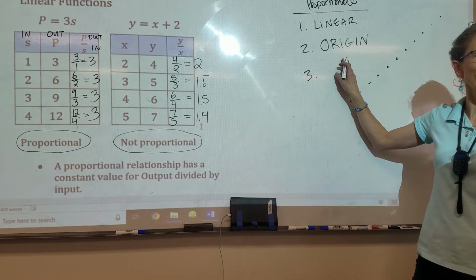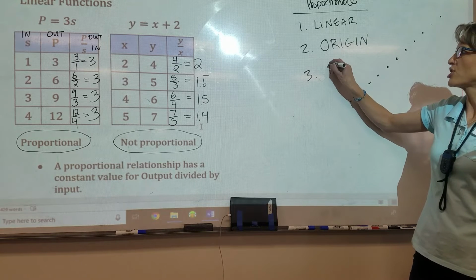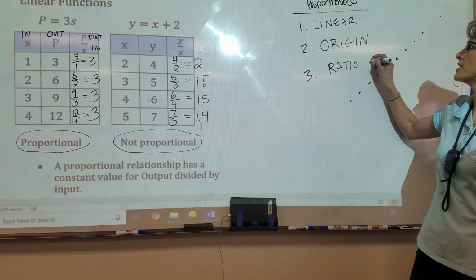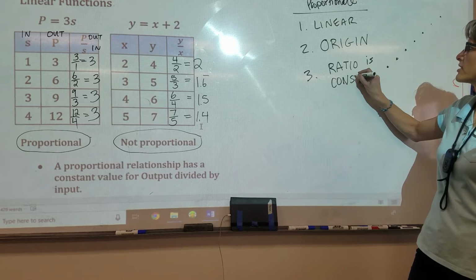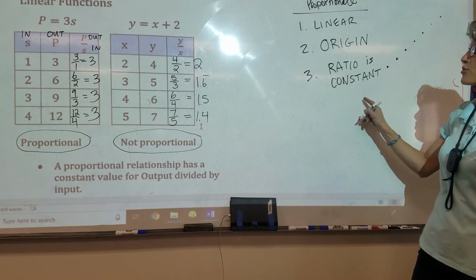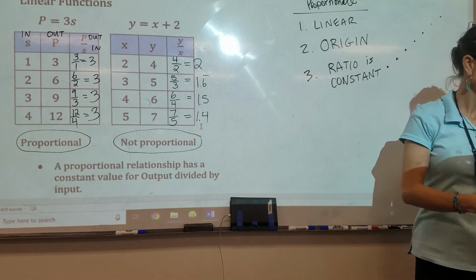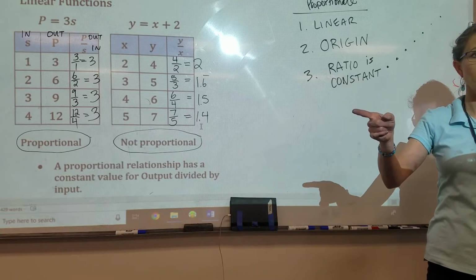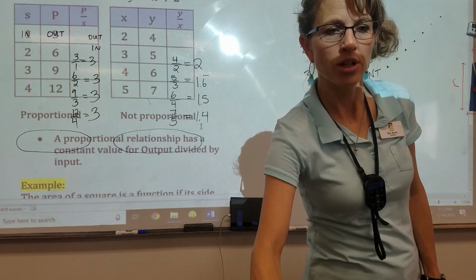It has to go through the origin. What does it have to go through? Origin. And the third one, the ratio has to be constant. The ratio is constant. So those are the 3 requirements to be proportionate. All 3 have to be true. But if you find one that's not true, that's all you need to disprove. It's not proportionate.